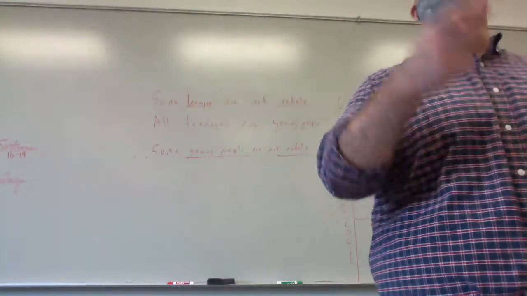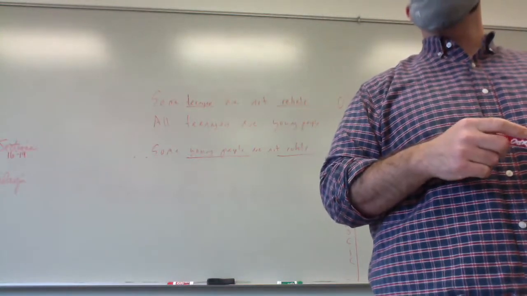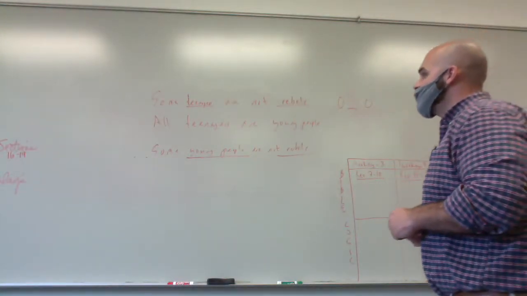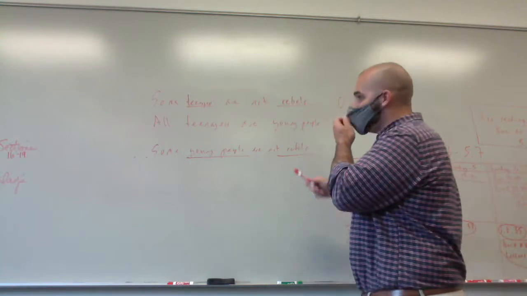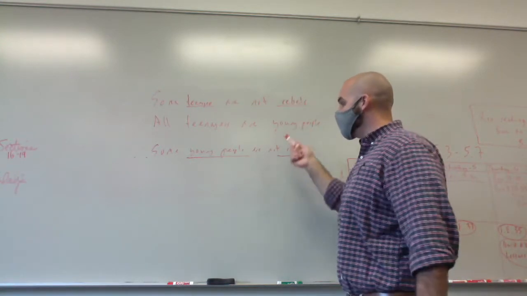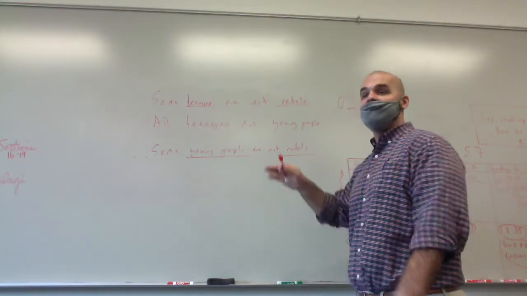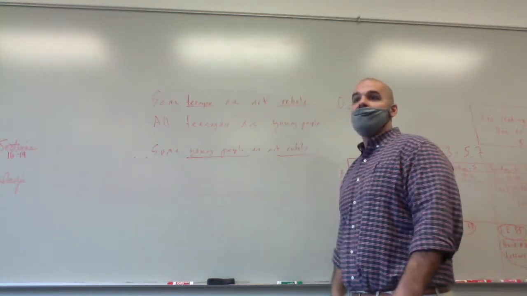So that is a good argument because the premises are true, right? Some teenagers are not rebels. True. All teenagers are young people. True. Therefore, this conclusion has to be valid. Some young people are not rebels. So yes, this would be both valid and sound. This is a good argument. Okay? We would have to affirm.